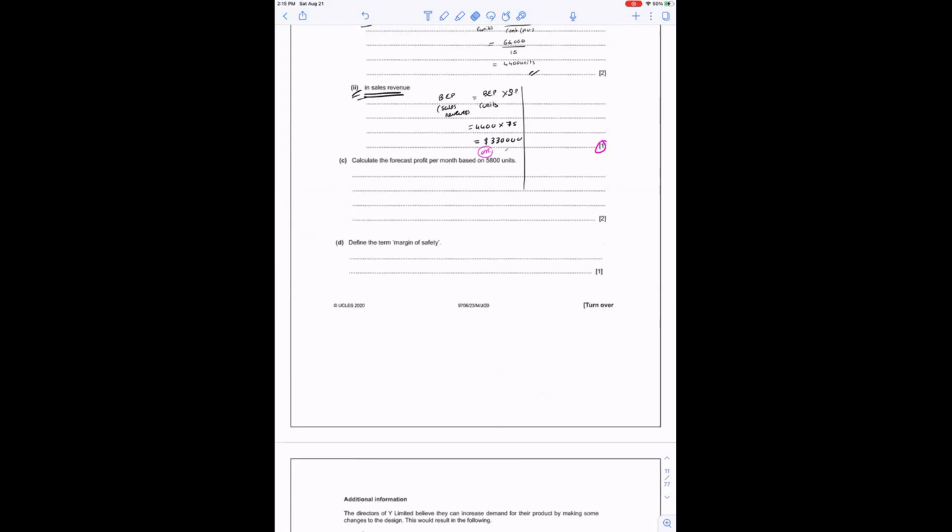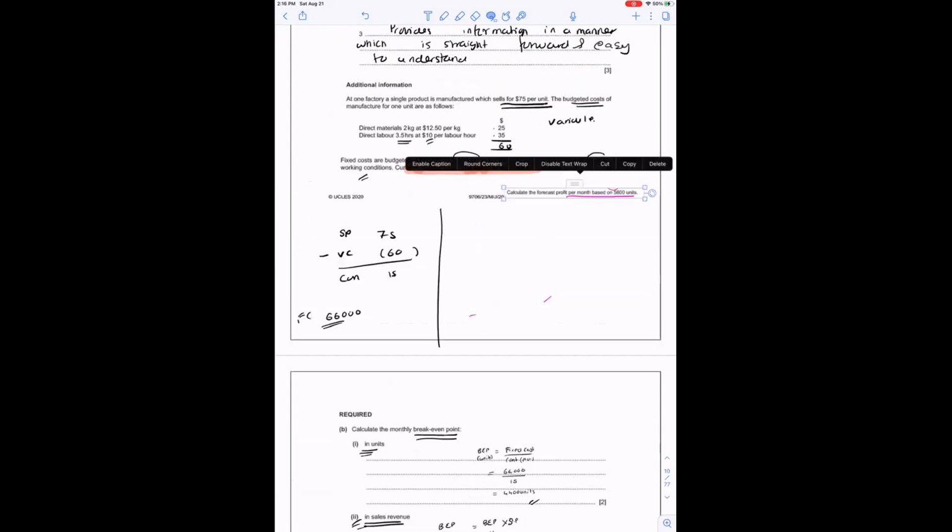They have asked us to find the forecast profit per month based on 5,800 units. Very well, it is very easy to calculate. Selling price minus variable cost will give me contribution, minus the fixed cost will give me the profit or loss.